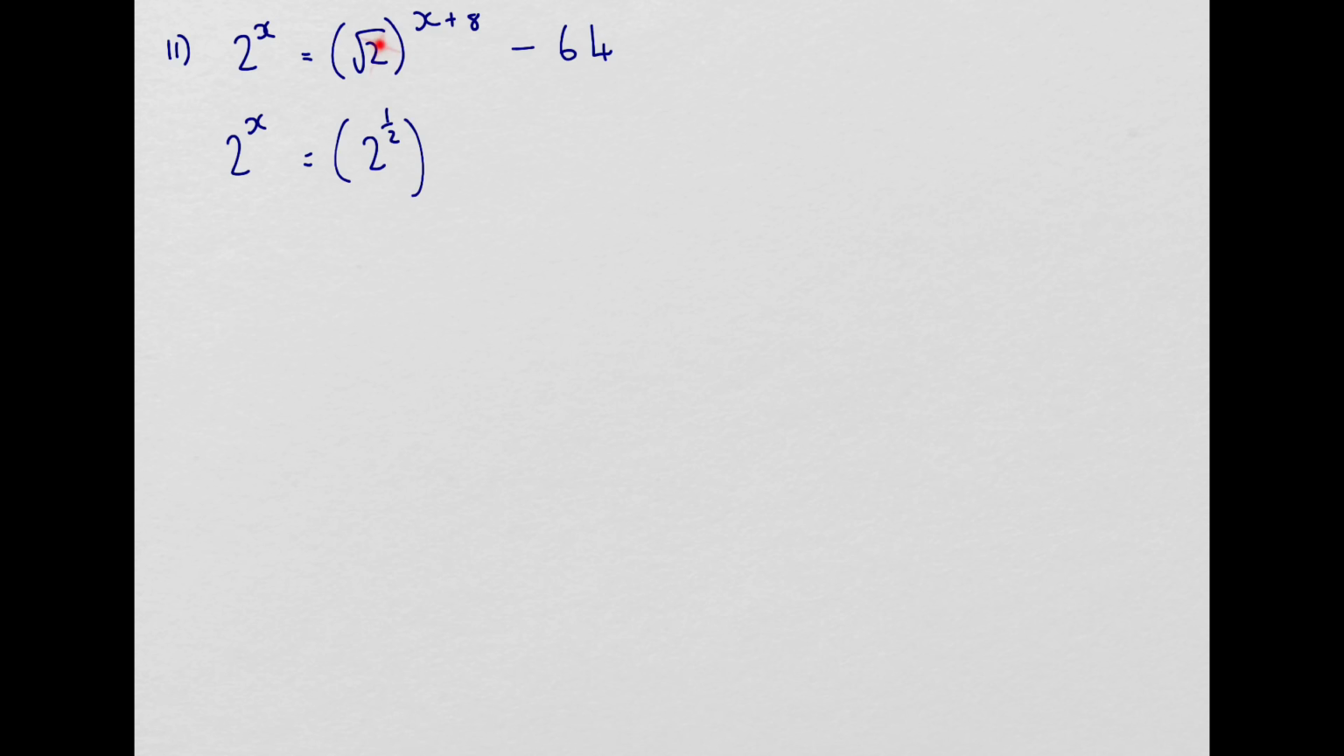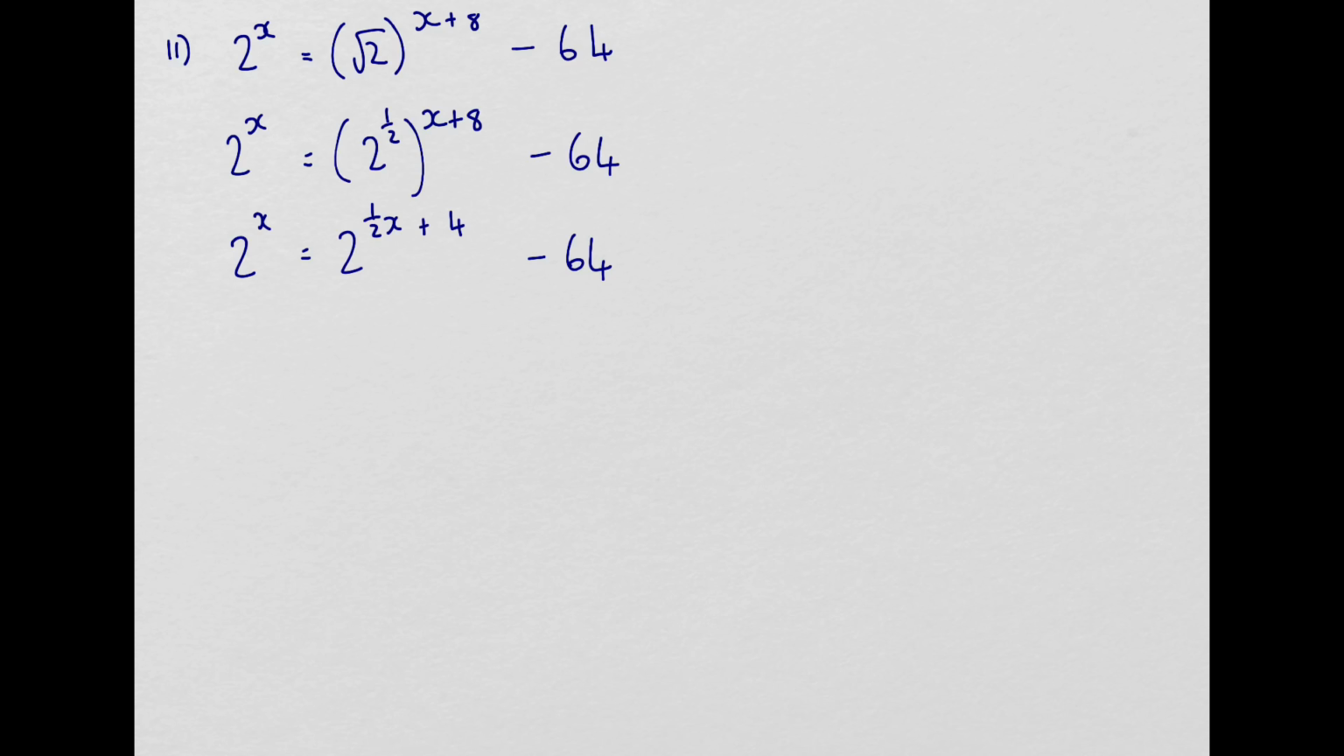Remember, the inside number, the exponent, divided by the outside number, which in this case is 2 for the square root, and that's still 2 to the power of x plus 8 minus 64. Second step is we are going to distribute the half. So it becomes 2 to the half x plus a half times 8 is 4, minus 64.